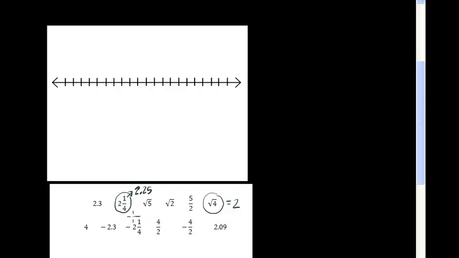Down here, -2 1/4, notice I have negative numbers here. That would be what? Well, it would be negative 2.25. 4 over 2, well, what's 4 over 2? That's just 4 divided by 2. 4 divided by 2 is just 2. So this is also 2. So actually, these two numbers are the same. So I don't need to really plot them twice. I just need to be aware that the same number is written in two different ways.